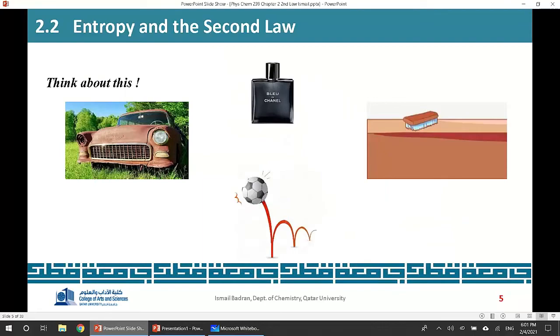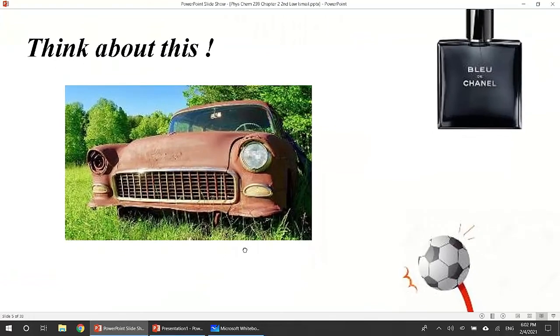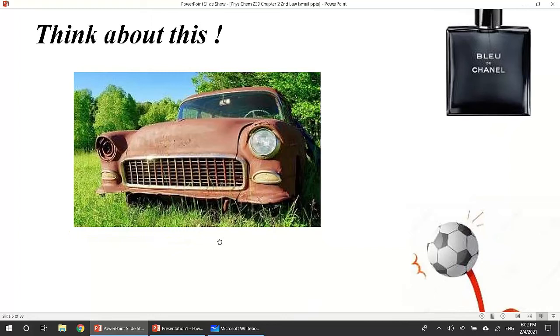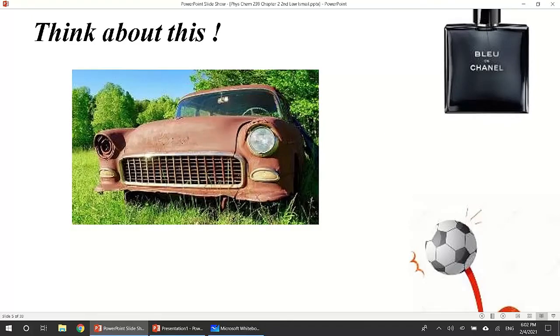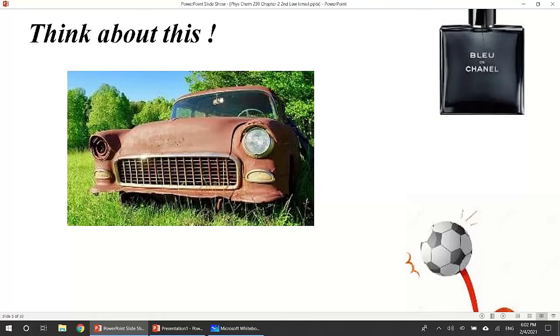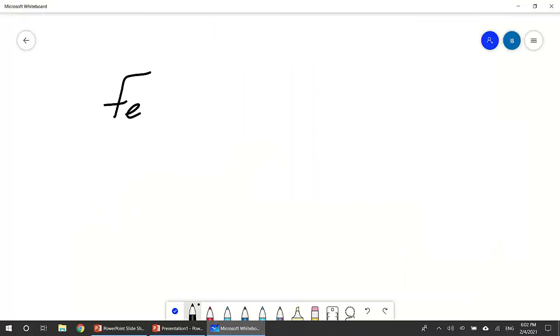So to start with, let us look at these observations here. In this picture, you see an old rusted car, and this makes us think: what causes this car to rust? Cars are made of iron, and with time the iron will react with oxygen in the air, and with the existence of moisture, forms iron oxide. So you can write the equation: iron solid plus O2 gas goes to iron oxide.